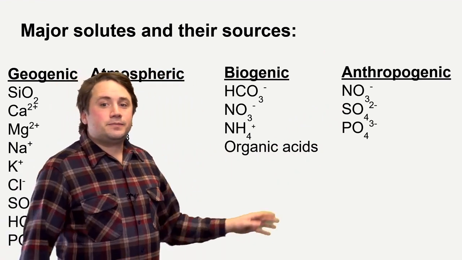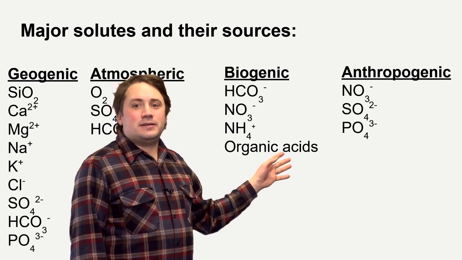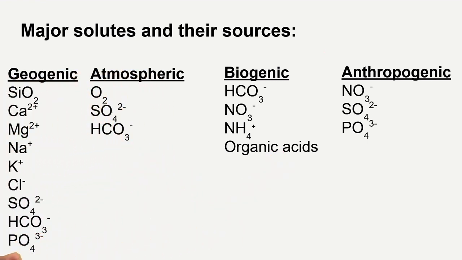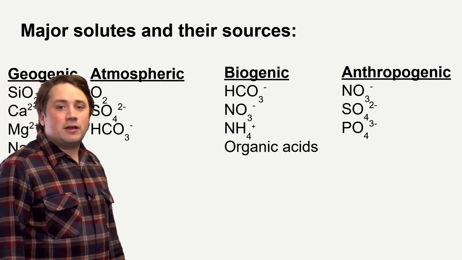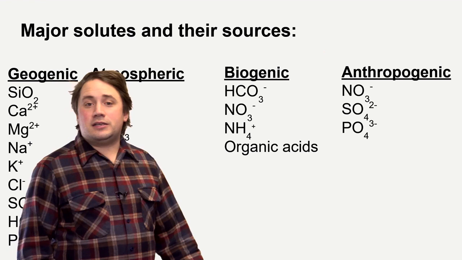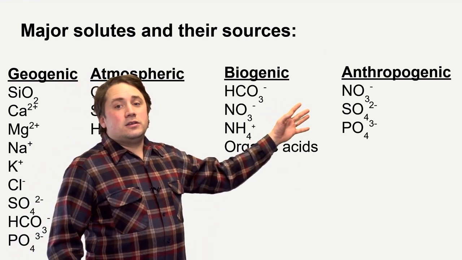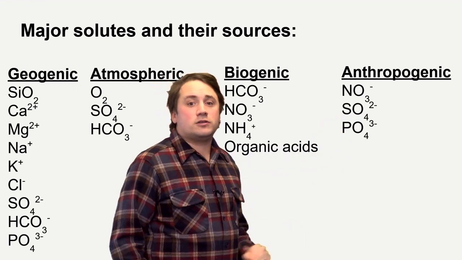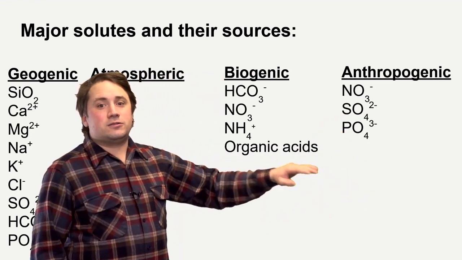Finally, we have phosphate, which we had on our geogenic list again. But phosphate is a very important element for life, and we apply it as fertilizers to fields. And so we have a lot of anthropogenic phosphate that comes into our surface waters via application of fertilizer on fields.